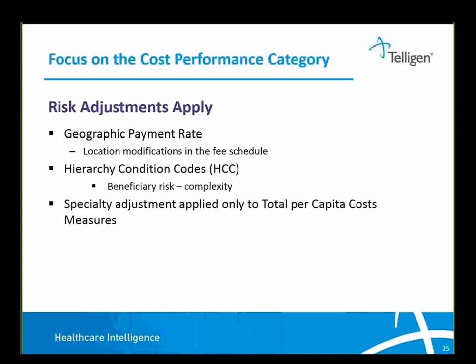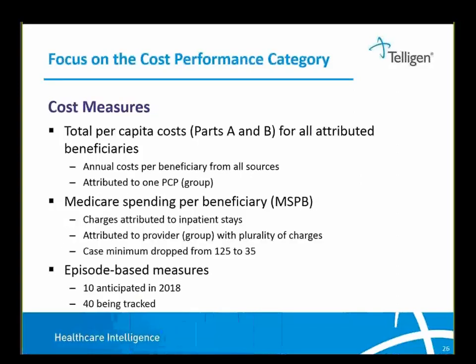Okay, as in the past, there are risk adjustments that will apply. Numbers for cost are adjusted geographically by the geographic location modification within the fee schedule. You guys are familiar with that. Then the hierarchy condition codes, you're used to those. They've been using those for years to modify the Medicare Advantage payments and the value modifier quality tiering. And also the specialty adjustment is still being applied, but it's only going to be applied to the total per capita cost measure.